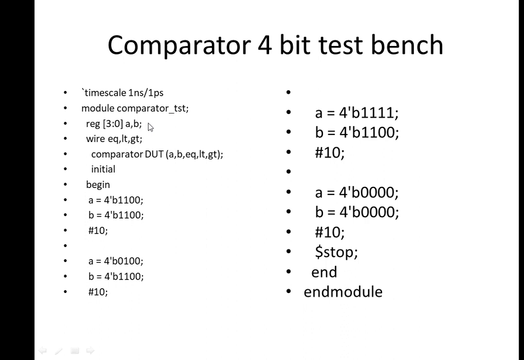So we know that the comparator has two inputs which are of 4 bits. So reg A and B are 4 bit, and we know the outputs: equal, less than, and greater than. Okay, we should declare outputs as wire. This is the comparator module initialization.